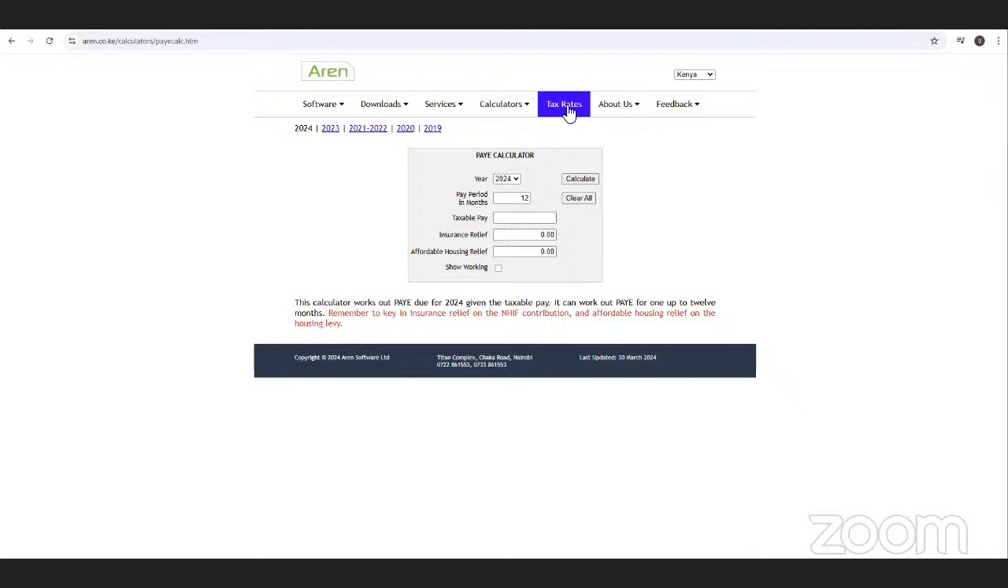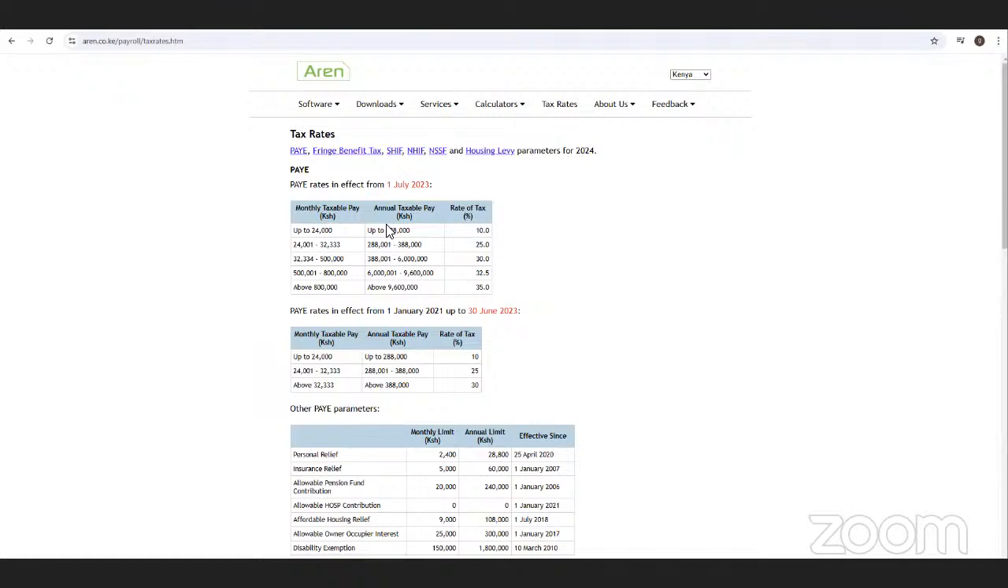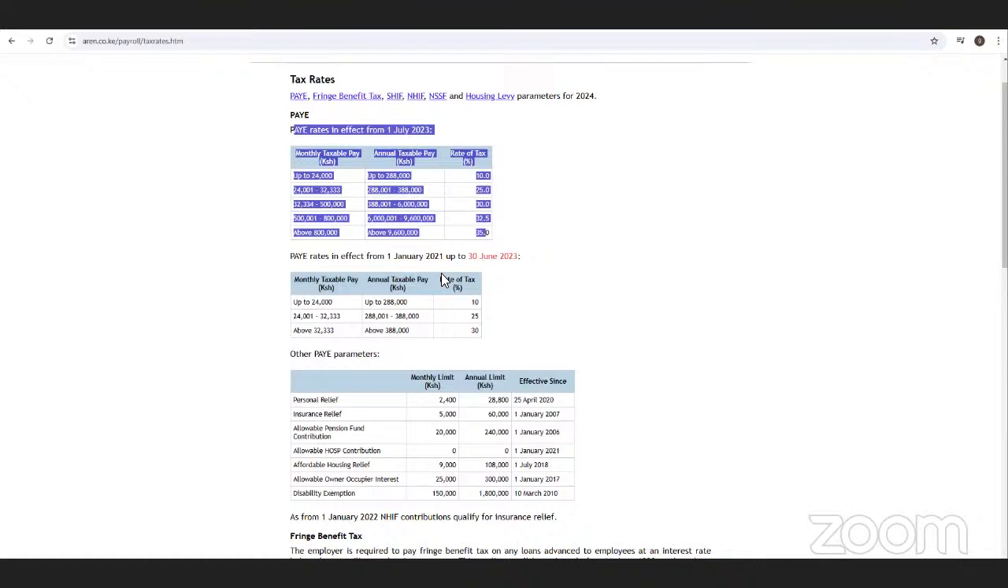You'll be able to come here and get all the tax rates. Click on the tax rates. These are the tax rates for personal taxes. We have the pay brackets. There is the one from 1st January to 30th June 2023, and this one from 1st July 2023. We are now using the current rate, which is from 1st July 2023.